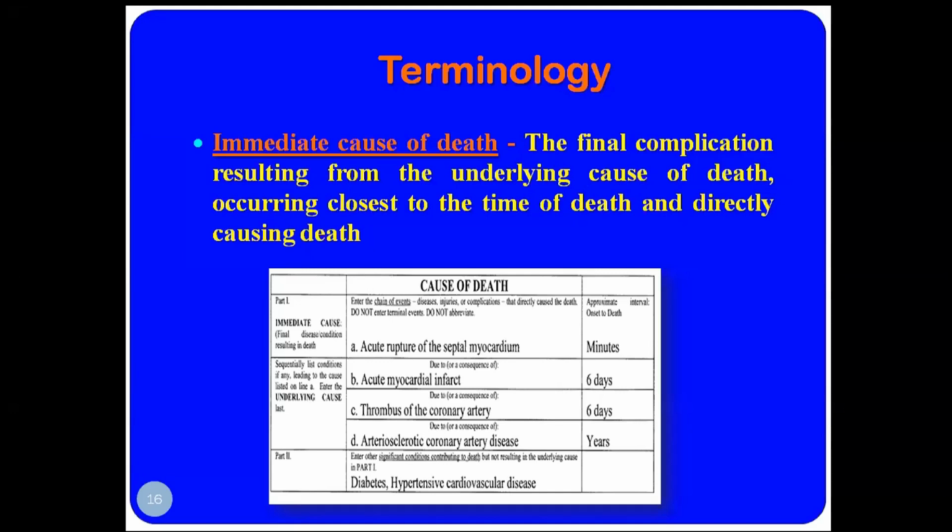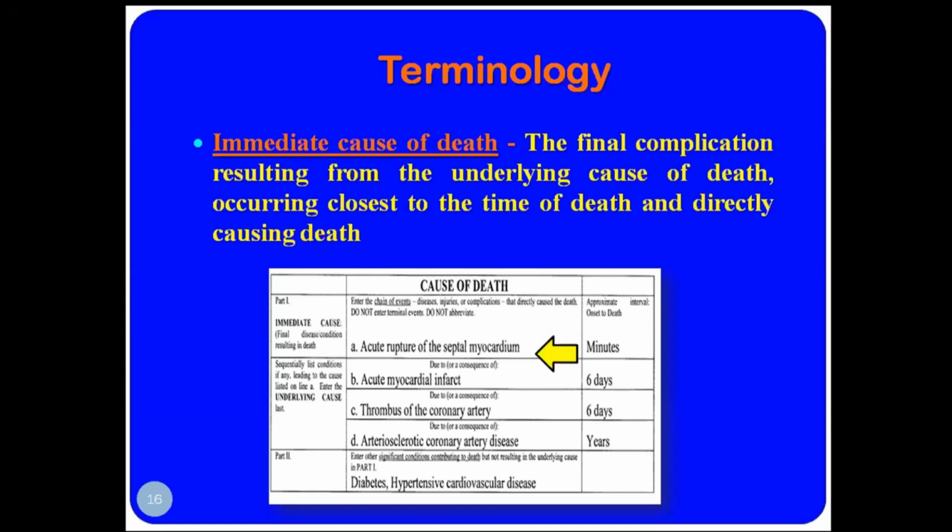So atherosclerotic, now if you look at this death certificate, coronary artery disease, he was having it for years. If you look at the time column, then he developed a thrombus, 6 days. Then he developed an acute myocardial infarct, 6 days. And he died because of a complication of this myocardial infarct, which is nothing but the rupture of the septal myocardium. So ultimately he died because of the rupture of the septal myocardium.